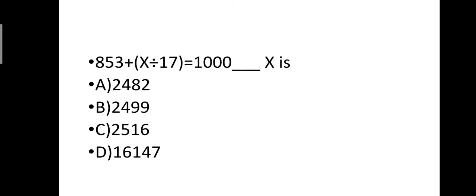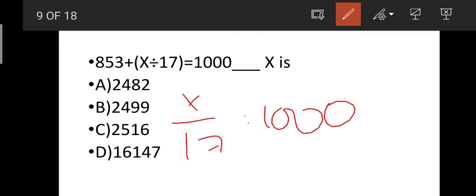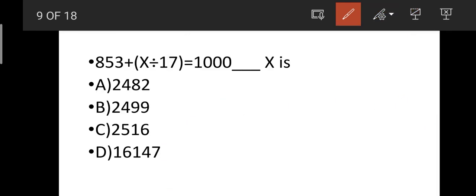See friends, they have given us 853 plus x by 17 is equal to 1000. Then what is the x value? Are you going to do the same thing like x by 17 equal to 1000 minus 853? You will be getting some value and then you will be multiplying the value with 17 to get your x value. Isn't that? Most of the students may do this, but what you people will be doing by seeing this video, just by seeing the question you can answer it.